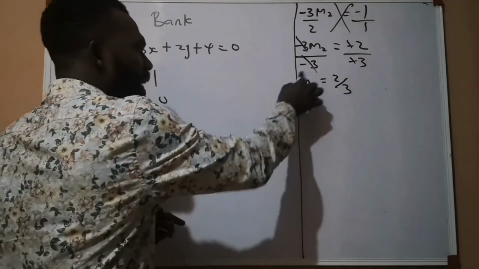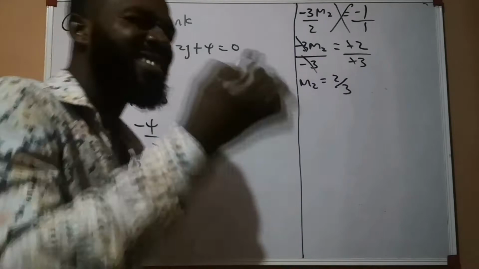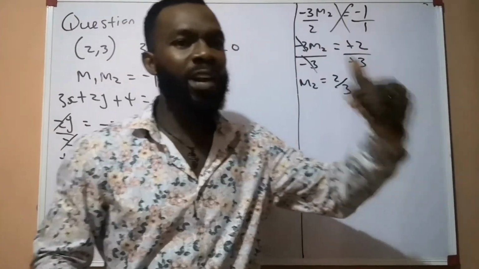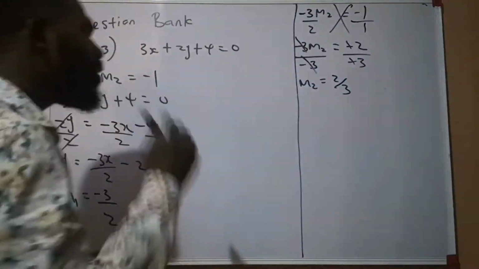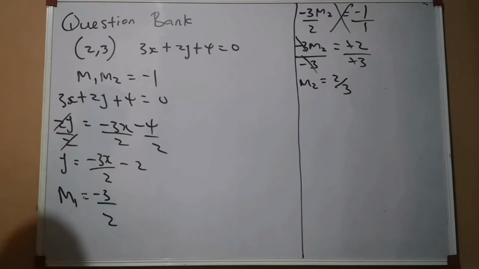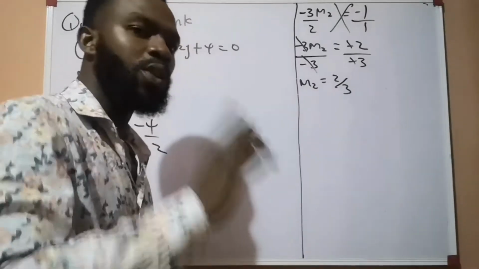After we have gotten m2, we will now make use of this 1 point. We will make use of the gradient with 1 point formula. There's what we call gradient with 1 point and gradient involving 2 points. Now, why am I using gradient involving 1 point? Because in the question, only 1 point was given. Now, what is the formula for solving gradient with 1 point?